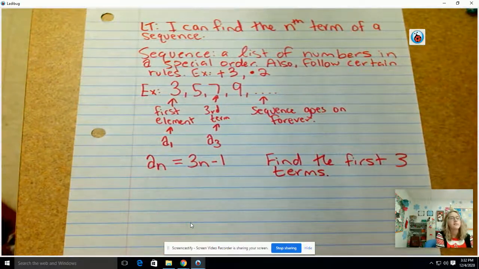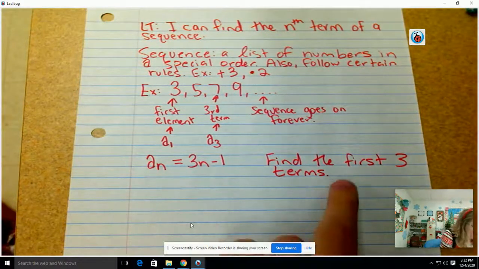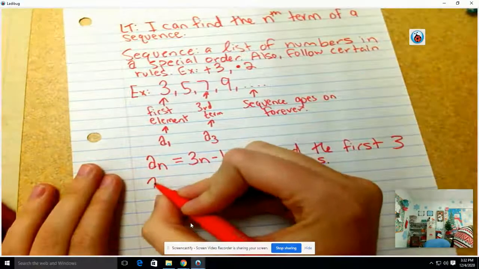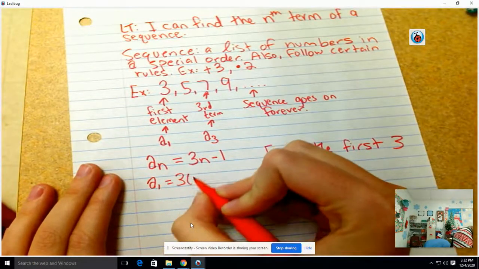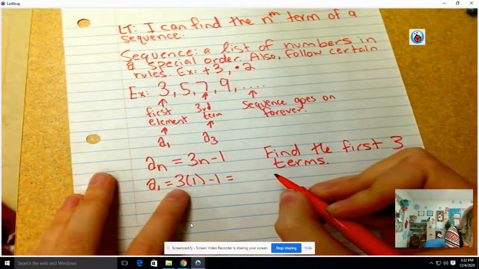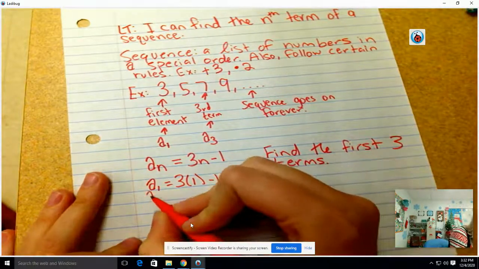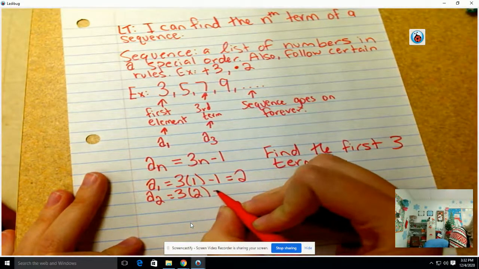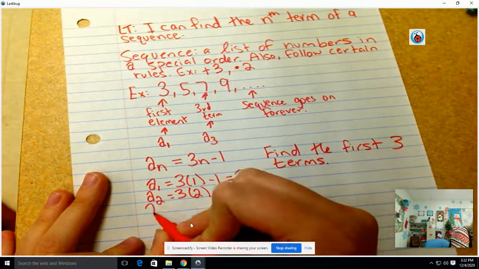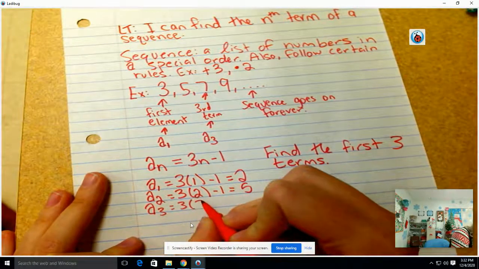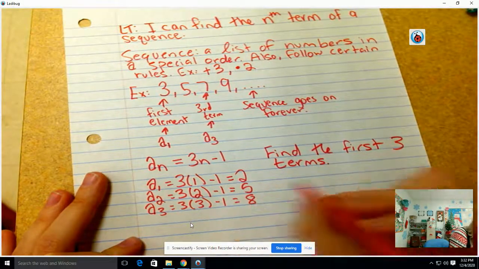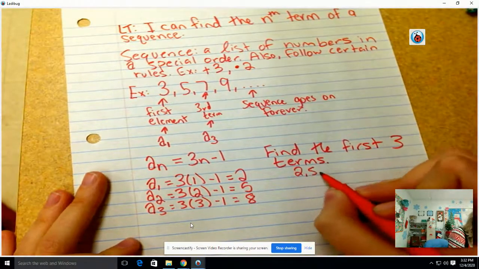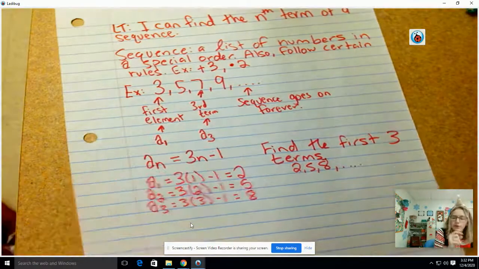This is something that you all have been doing for years. We did it a whole bunch of times in previous units: if you have an x and you want to find a y, you plug in your x. You're going to do the same thing here. If I want to find my first term, a1 is going to equal 3 times 1 minus 1, which is 3 minus 1, which equals 2. Same thing, a2 equals 3 times 2 minus 1, which equals 5. a3 equals 3 times 3 minus 1, which equals 8. So the first 3 terms would be 2, 5, 8, and so on and so forth.